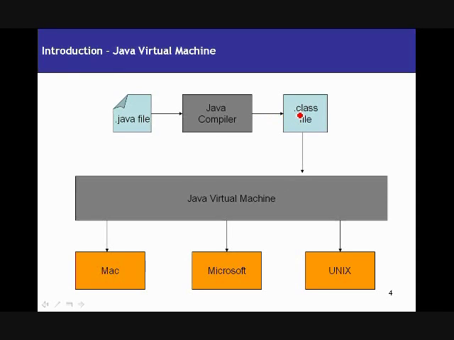So once you pass your program to the Java compiler, it checks for any kind of syntax errors. If no errors are found in your program, it's going to pass the test and then create a .class file for you with the same name as your .java file name.